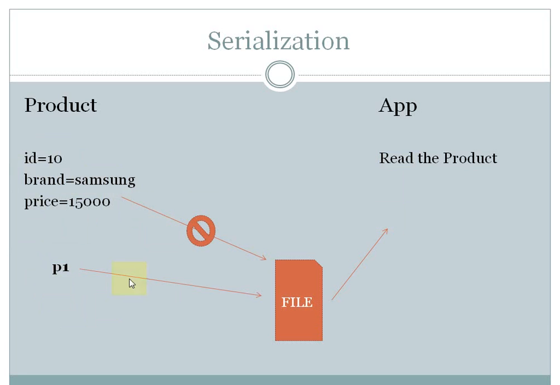Now to save this memory location, or to save this instance of a class in the file, you need your product class to implement the Serializable interface. Unless you do so, the JVM will not save the instance in the file, and I'll not be able to fetch it from the app class. So what is serialization? Serialization means saving the instance of a class into an external medium such as a file, and then fetching the data from some other class. To do so, we need to implement the Serializable interface, and this whole thing is called serialization.